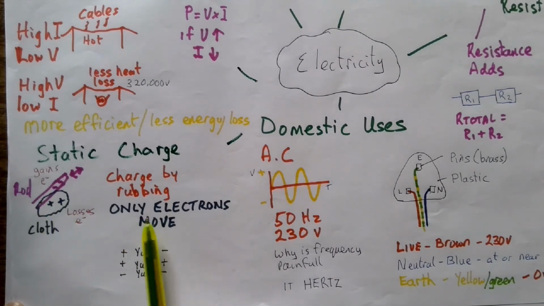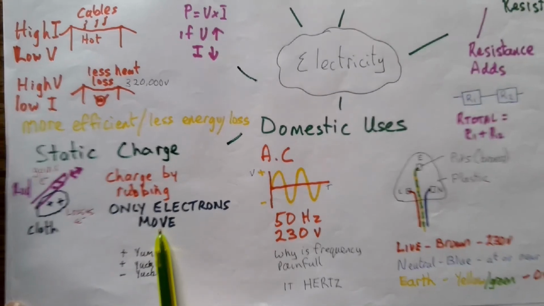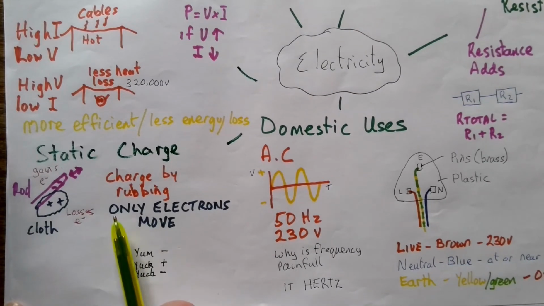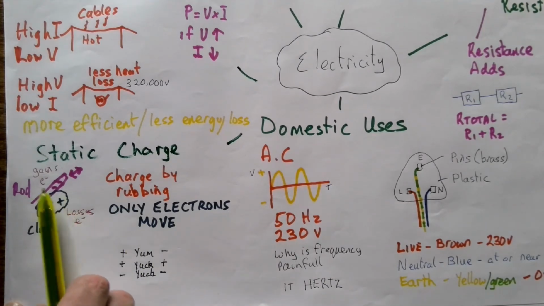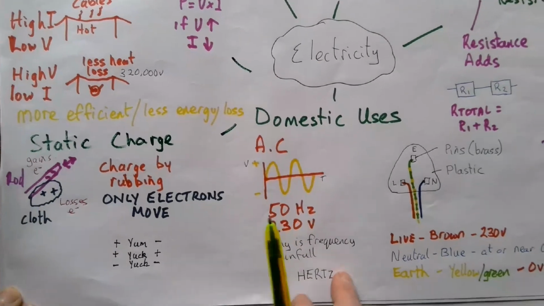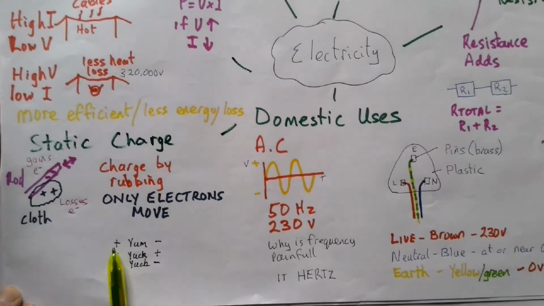All instances of any static charge are explained only by electrons moving. Protons do not move, only electrons move. To become positively charged, you lose electrons; to become negatively charged, you gain electrons. Then you need to know your rules, so you can have a way of remembering it.